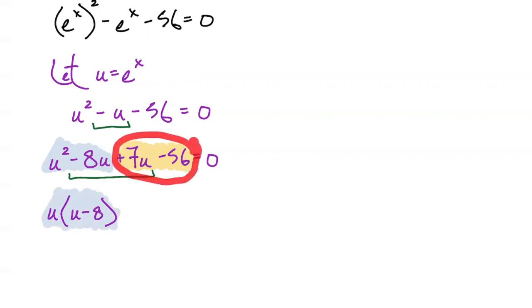What is my greatest common factor for the yellow part? Yeah, we could bring a 7 out to the front. What do we have left when we bring a 7 out to the front?